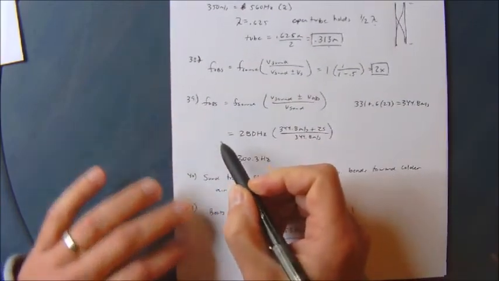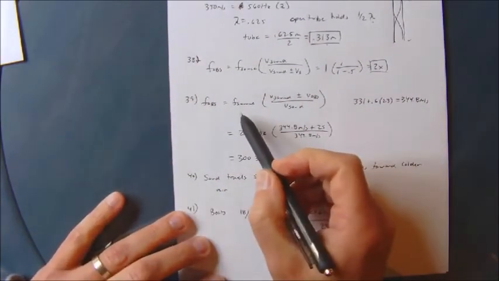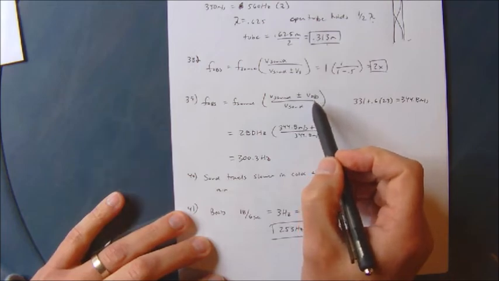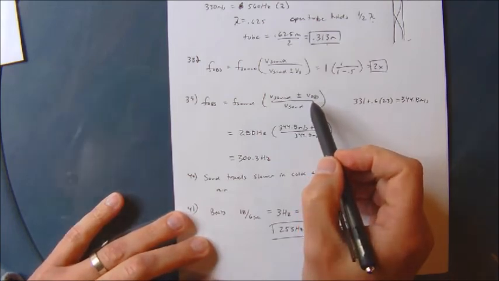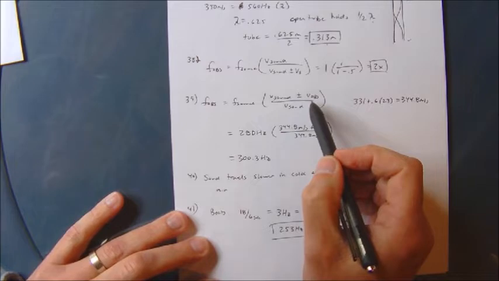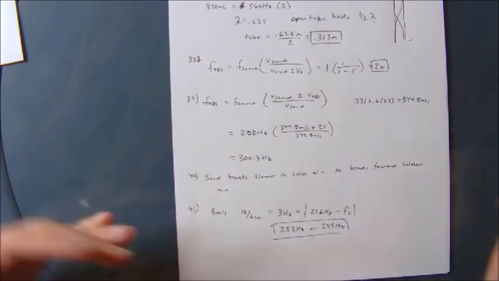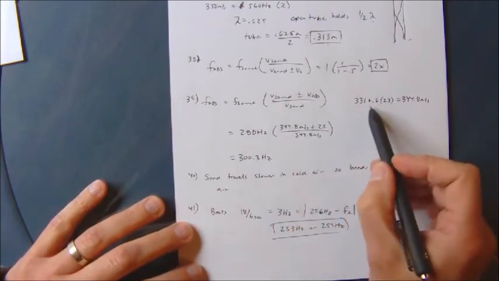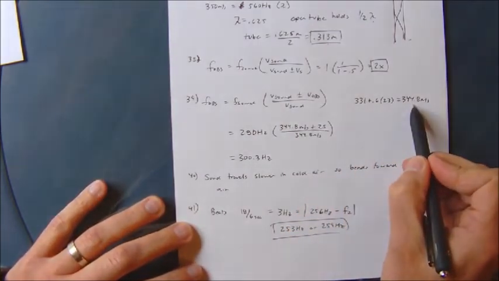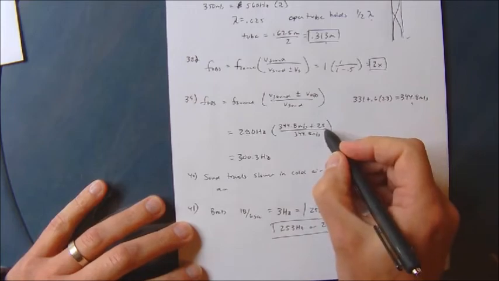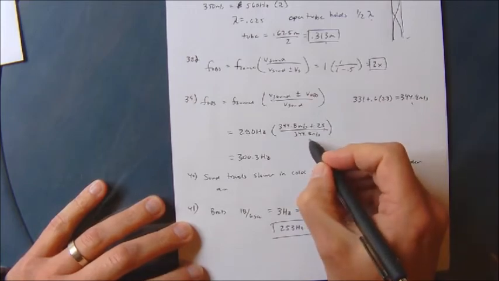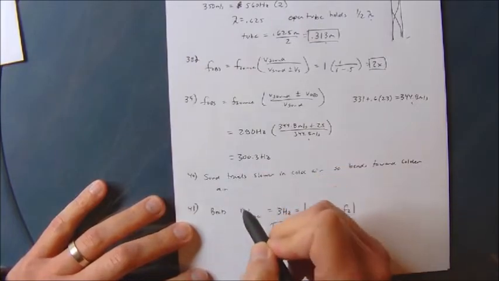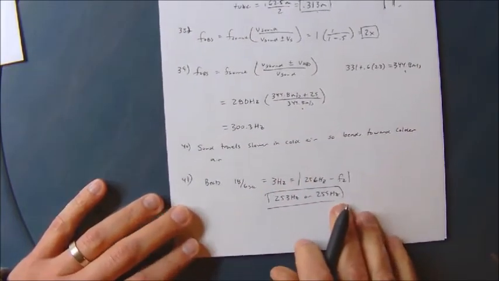39, another Doppler effect problem. This time the observer's moving. You're traveling towards it. So if it's towards, it should be higher. So I do 344.8, based upon the 23-degree temperature day, plus 25 meters per second, divided by the 344.8. Solve that all out and multiply it by 280. I get 300.3 hertz.